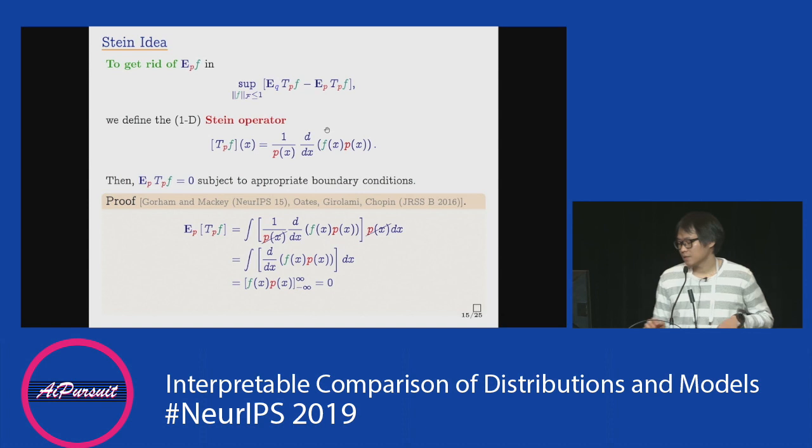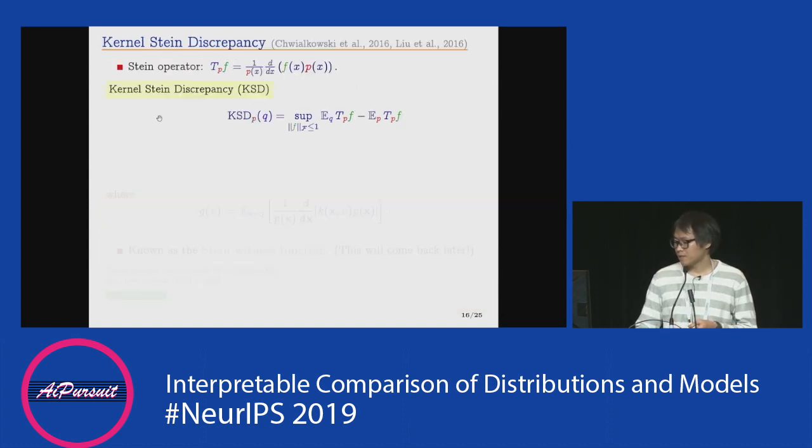And so it turns out the kernel Stein discrepancy is defined exactly this way, right? It's a modified form of IPM with this Stein operator T_P, right? And as we know, the second term is always 0, so we can drop it, and we are left with only the expectation under Q in the first term.